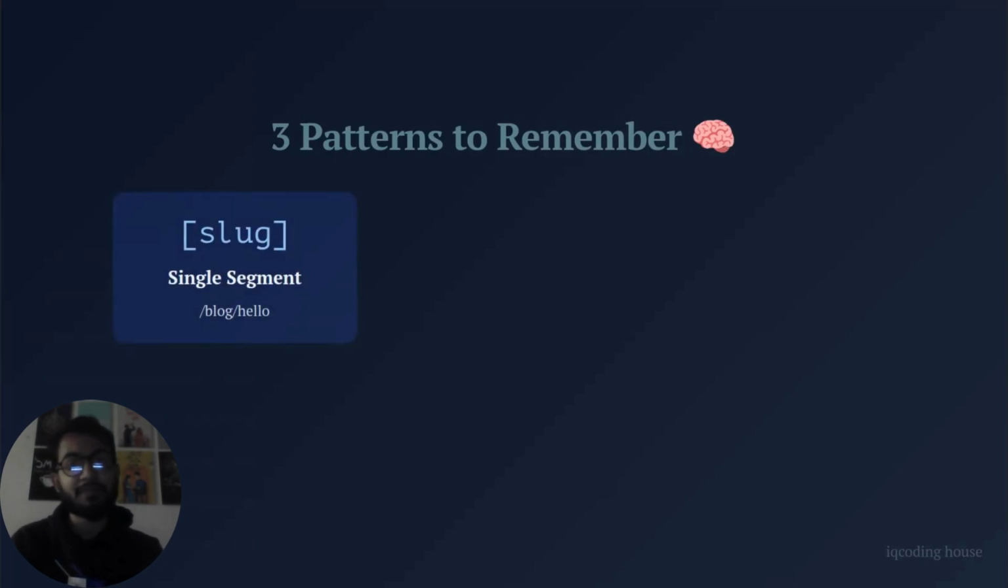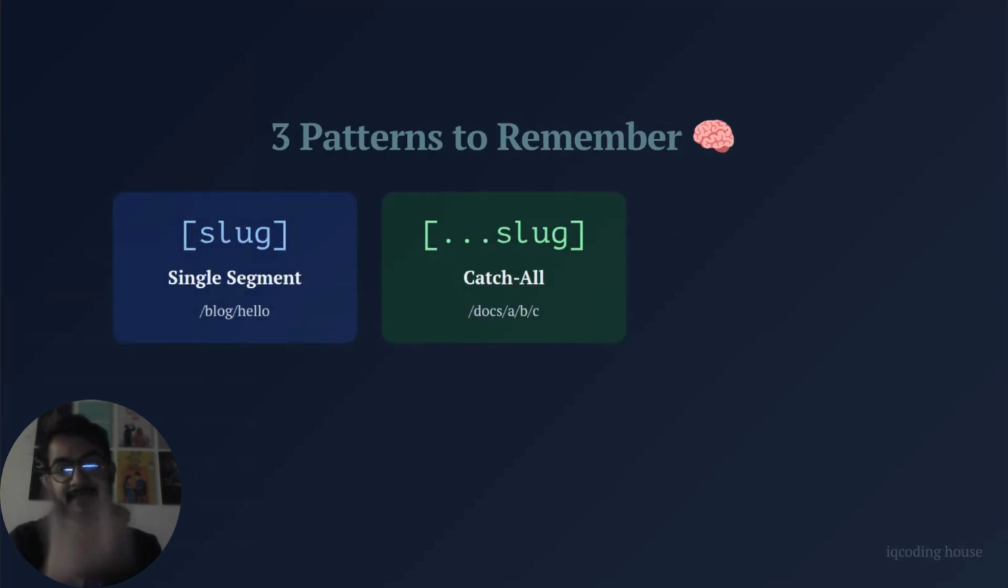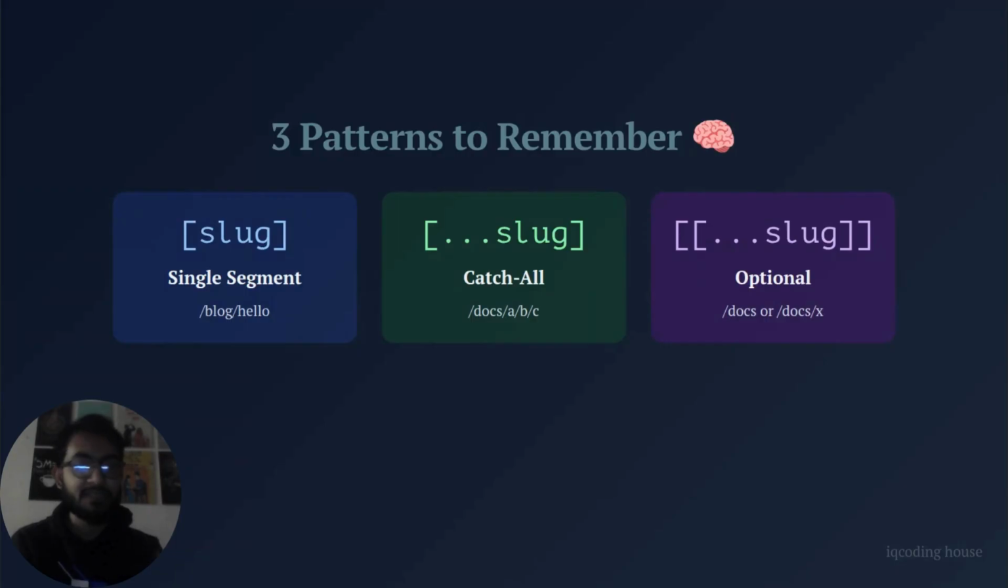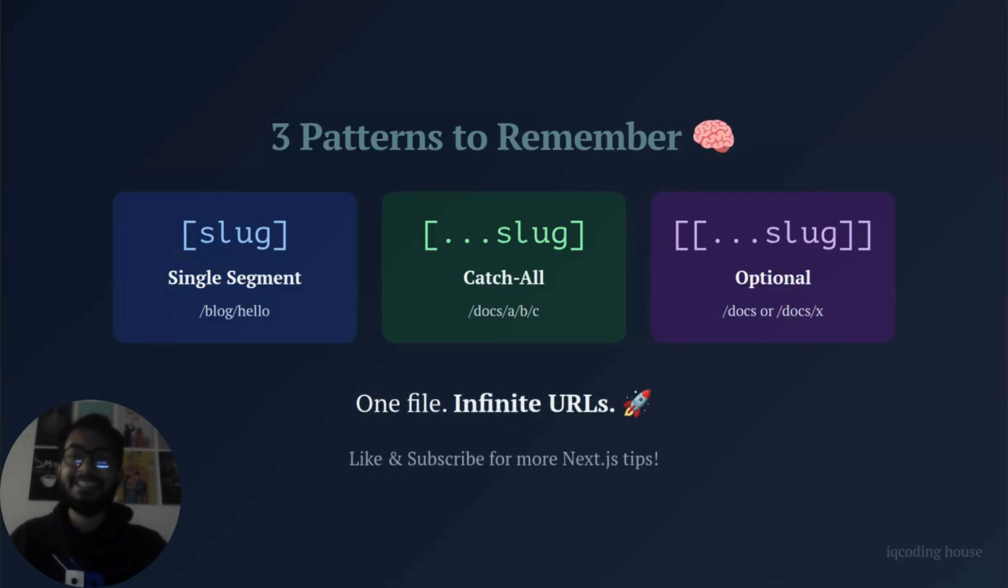So three patterns to remember: single bracket slug, three dots with slug, which is the catch-all, and the optional one. Like you can also define like this. In most cases, you can use the single slug or the three-dot slug, which either catches one or catches all. So one file and you can enjoy infinite URLs.